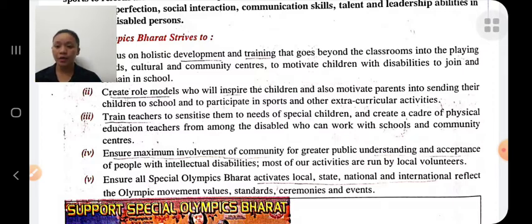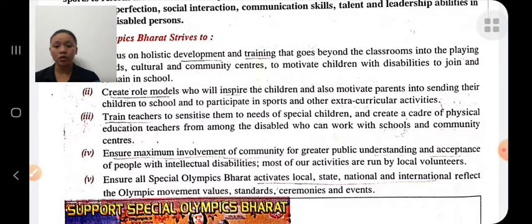If there is maximum involvement of the community, then there will be better understanding between the people. Other persons will also accept the disabled, divyang, and intellectually disabled persons. Most of our activities are run by local volunteers.